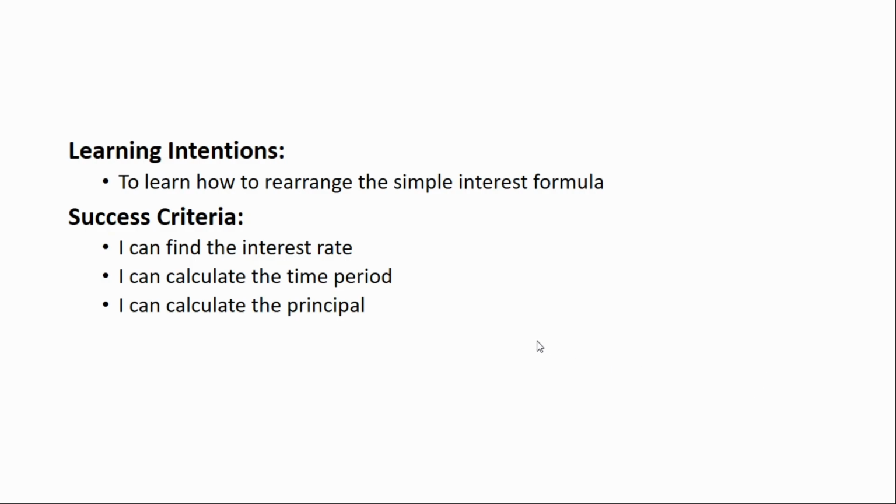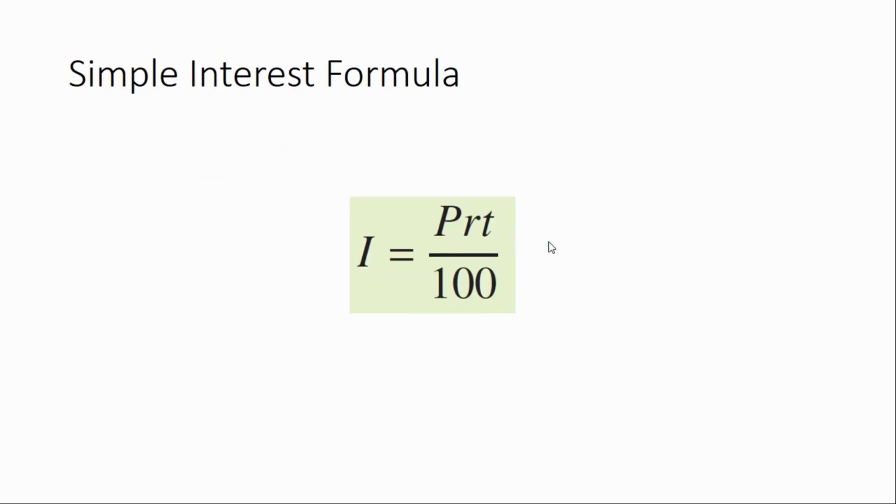Going back to last lesson, we learned about the simple interest formula: I equals P times R times T divided by 100. In this lesson, we're going to be using this same formula, just rearranging it so we can find the values of P, R, and T.